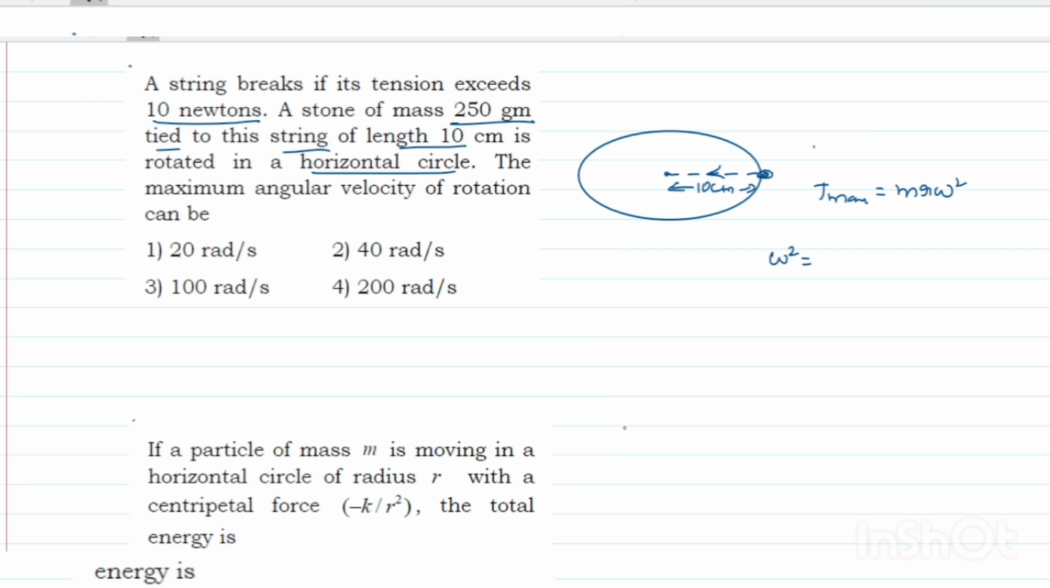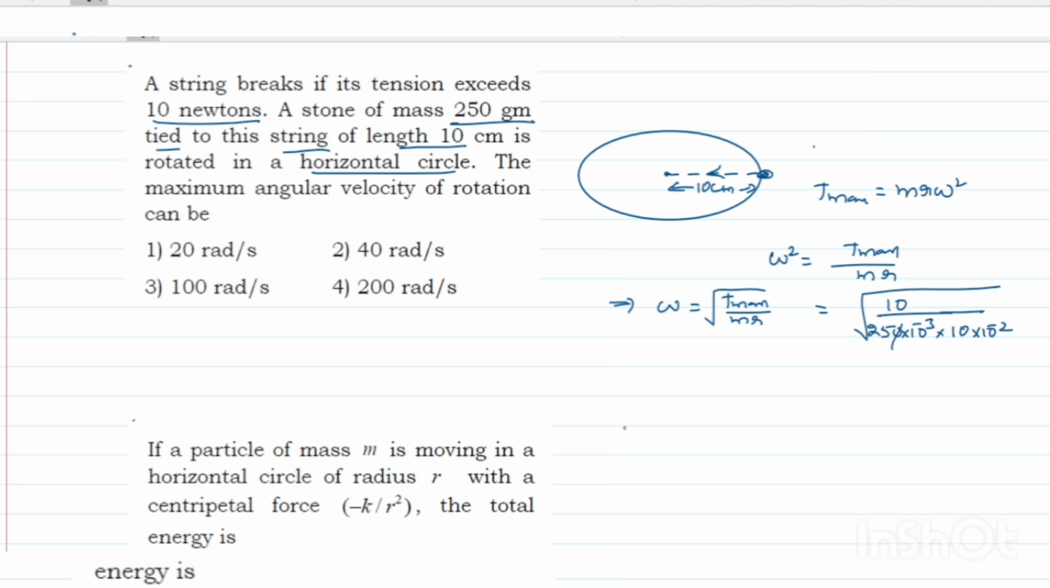So omega square will be T maximum by m into r, and omega will be equal to under root of T maximum by m into r. So T maximum value is given as 10 newtons, mass is given as 250 grams, you just convert into kilograms, into radius, which is nothing but length, 10 centimeter, 10 into 10 power minus 2, under root.